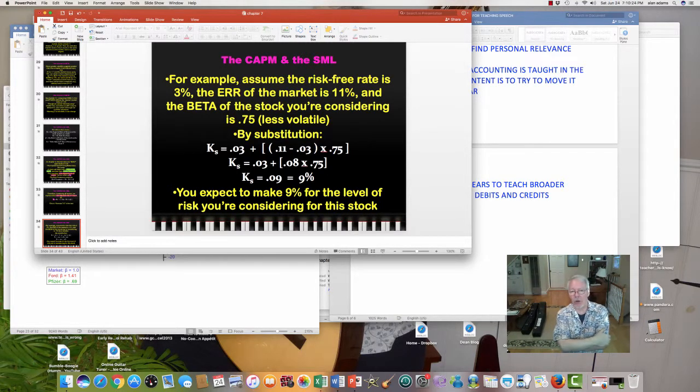So by substituting all of those factors, the risk-free rate of a T-bill is 0.03. We add the premium. That premium is the excess of the market over a T-bill, 11% minus 3%, right? Take that difference, multiply it by the beta of your stock, that's 0.75. Add it back to the T-bill, and there it is. K sub S is 9%. Interpretation. It means for this stock, which is not as risky as the market, which demands 11% for you to enter it, to buy this one stock, it would have to pay you, to the best of your belief, 9% based on its risk. Okay?